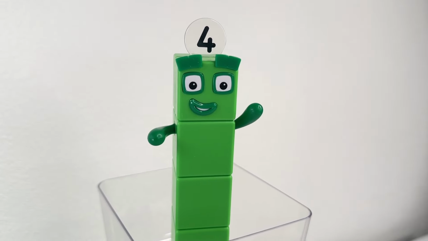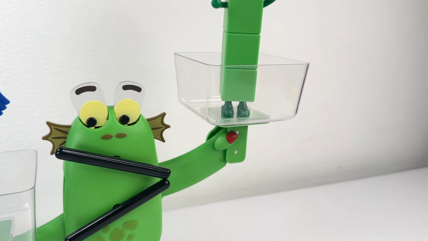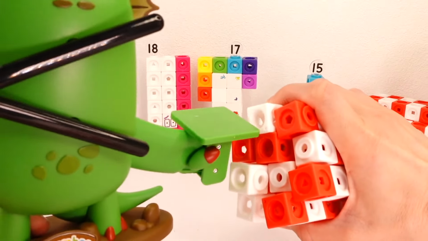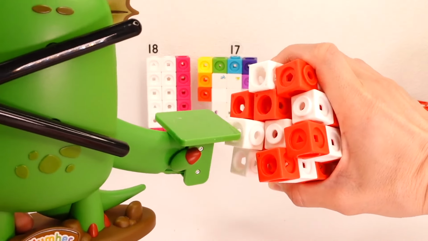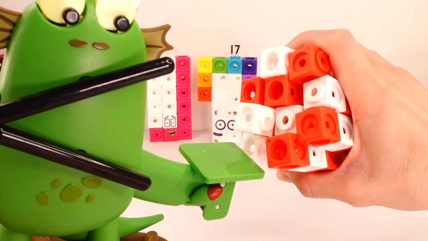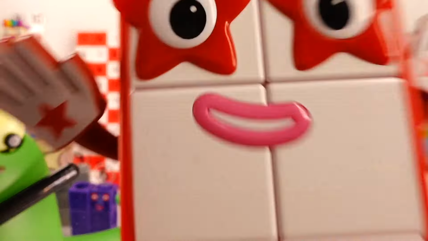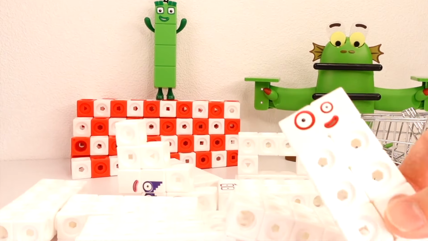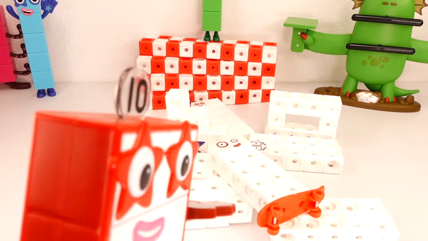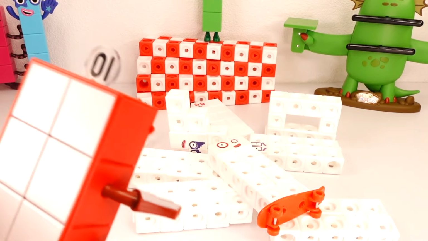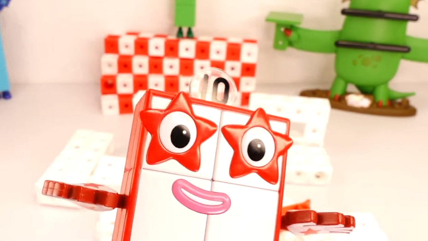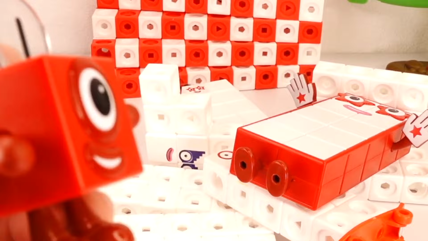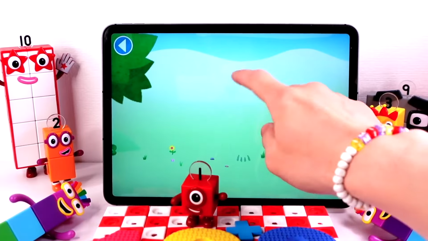Number block 4, green color. And Blocksy, green color. 100 number blocks. Look, 1, 2, 3, 4, 5, 6, 7, 8, 9, 10 blocks of 10. Woohoo! Wow! And now we build big number. This 9 lots of 10. And me, woohoo! 10 lots of 10. Now we build 100. 10! Amazing!